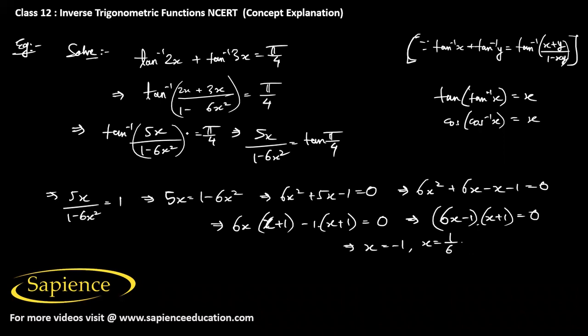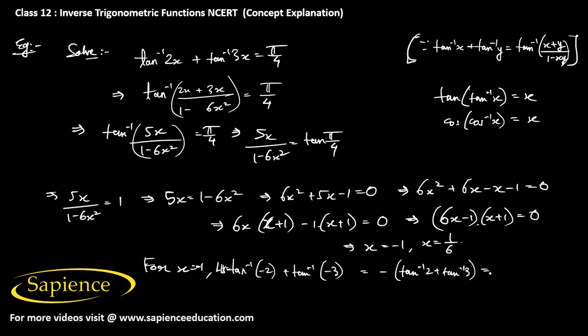Now if we put x equal to minus 1 here, the left hand side will be tan inverse of minus 2 plus tan inverse of minus 3. So this will be minus of tan inverse 2 plus tan inverse 3. So this will be minus of tan inverse of 2 plus 3, 5 by 1 minus 6.